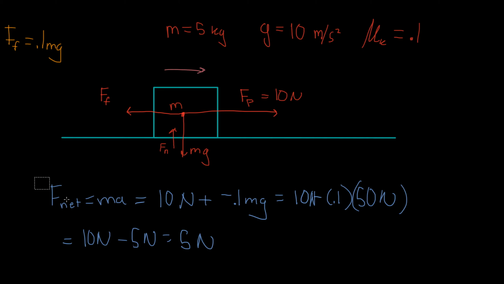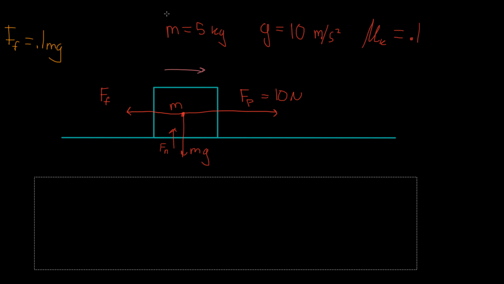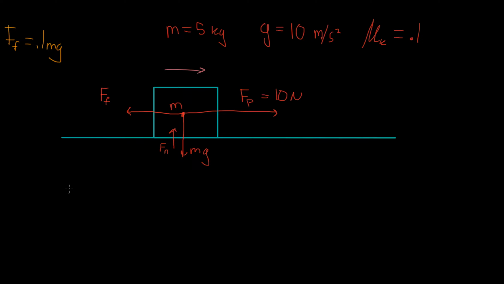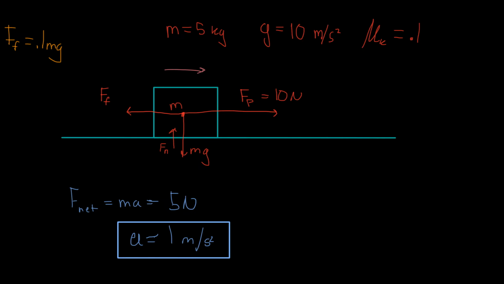And so then if we divide by the mass, we'll remember we have F net equals ma. Currently this is 5 newtons acting on this object. We divide both sides by m, which is, remember, 5, and we get that the acceleration is going to be exactly 1 meter per second squared, including friction. So that's great to know.